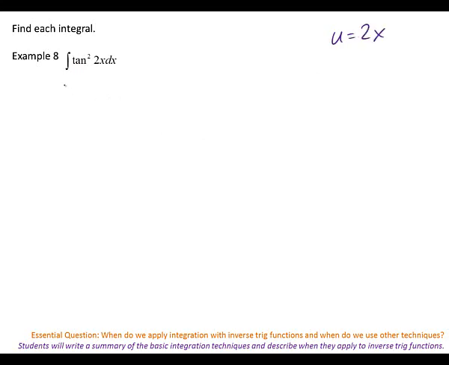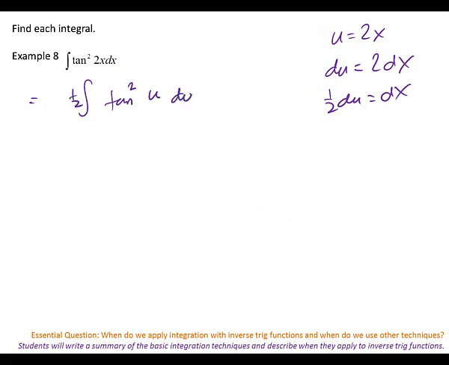Okay. So I can rewrite that as, u is 2x. Du would then be what? 2 dx. Do I have the 2 hanging out outside anywhere? No. So I need to move that over. So du equals 2 dx, 1/2 du equals dx. So let's sub in. Now I've got the tangent squared of u. Instead of dx, I'm writing 1/2 du.